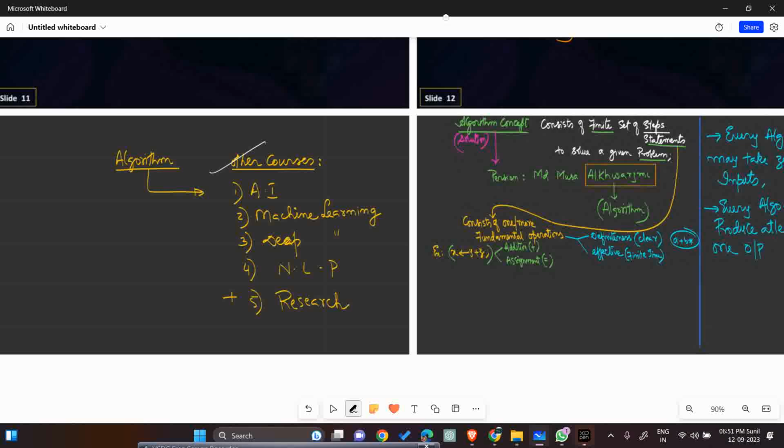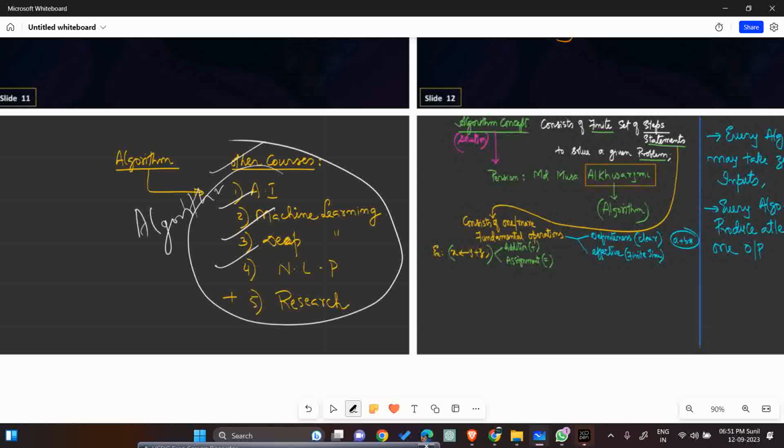For other courses, AI, machine learning, deep learning, all these things, algorithm is important, right? Deep learning, neural networks. I think research. I don't know what a neural network is.